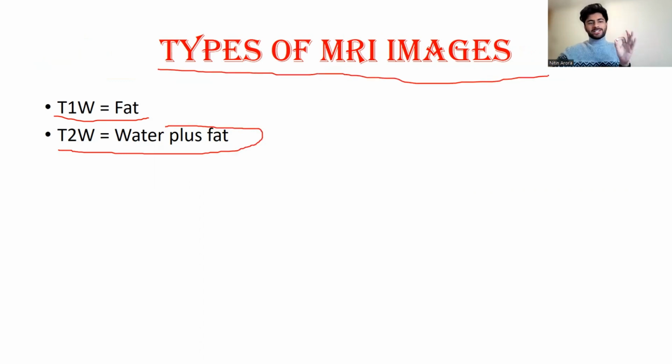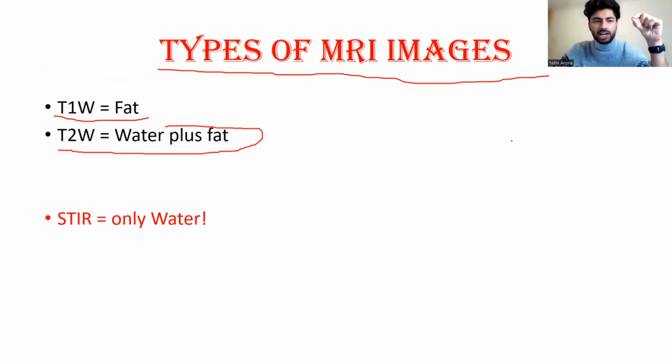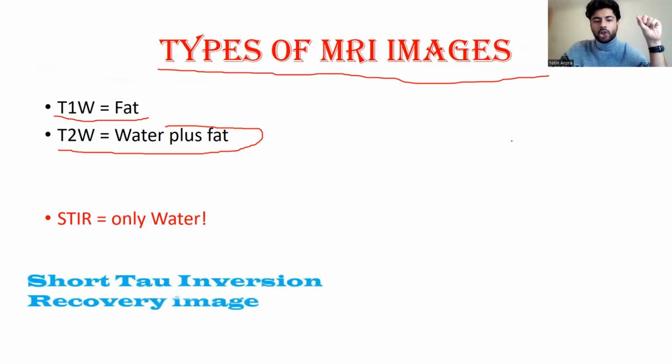But the story does not end here, because you have a third type of MRI image that we call STIR weighted image. So STIR image stands for short tau inversion recovery images. Okay. So short tau inversion recovery image is a third type of MRI image that you usually get when things are not clear in T1 or T2 weighted image. And when can that be the case?